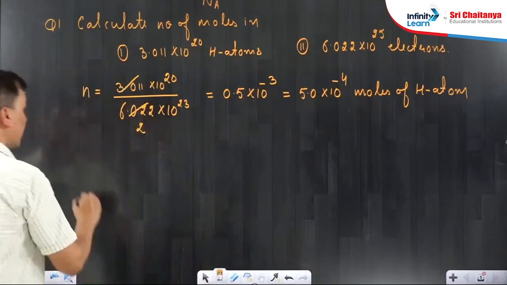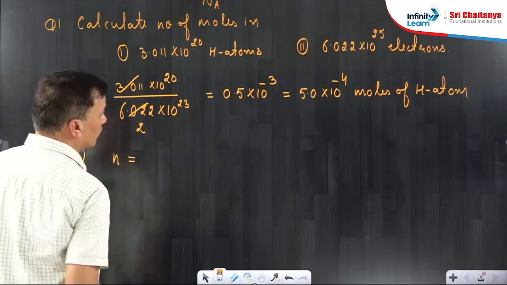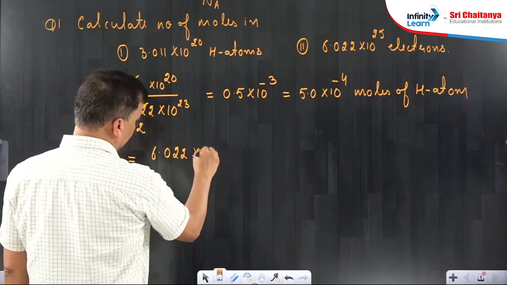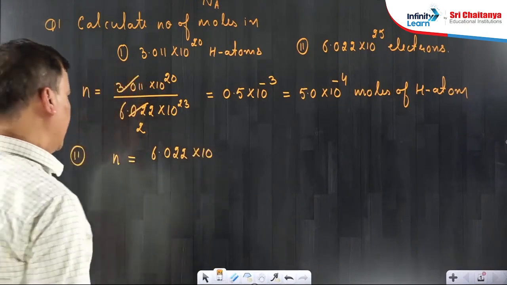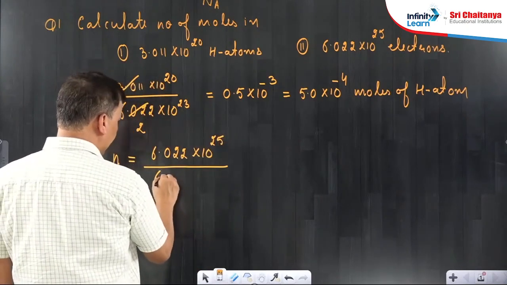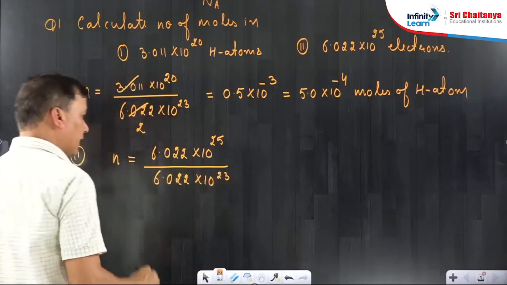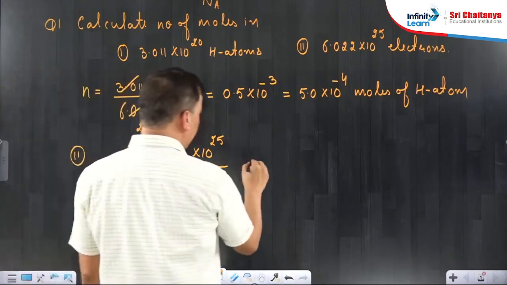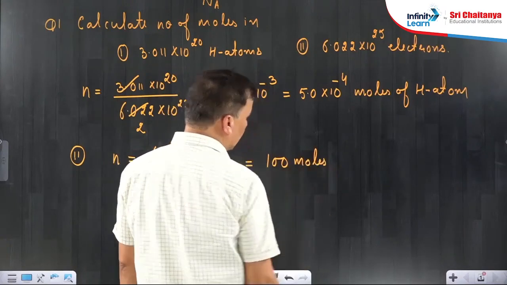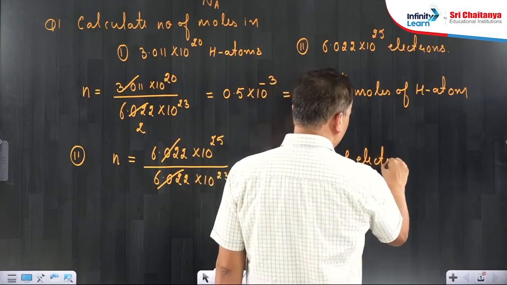Now the second one, what do we have to find out? Number of moles, and the number of moles is equal to, please tell me, 6.022 into 10 raised to power, how many electrons are given to me? That is 25, divided by Avogadro's number, 6.022 into 10 raised to power 23. Am I clear or not? So that is equal to how many moles? Please tell me. These are the 100 moles of electrons.